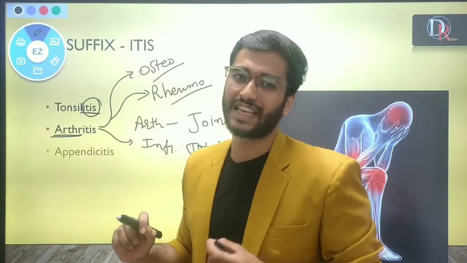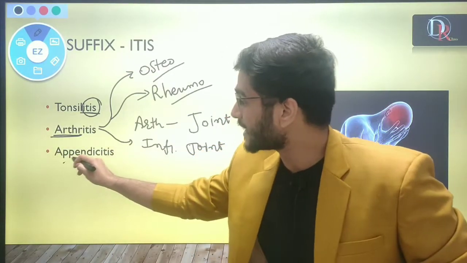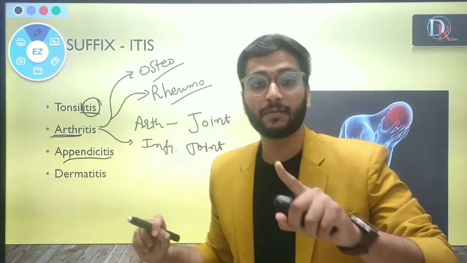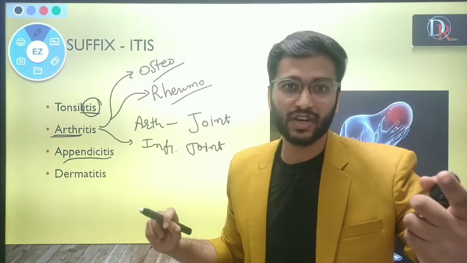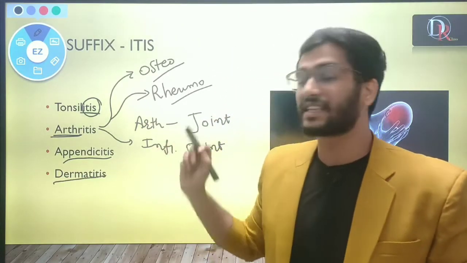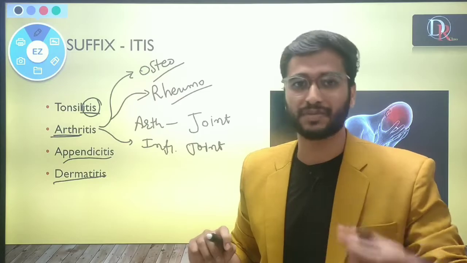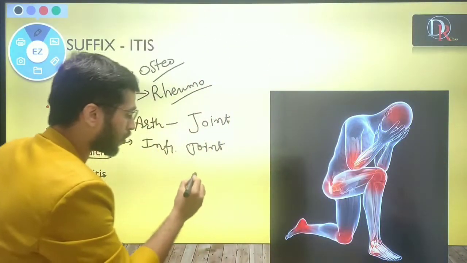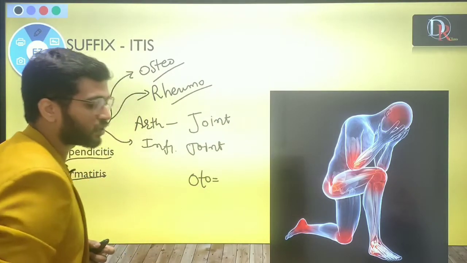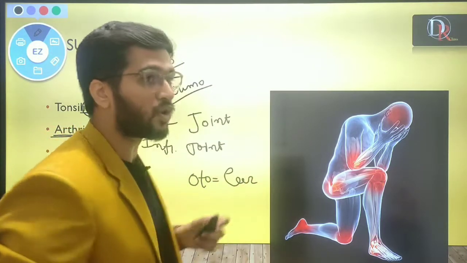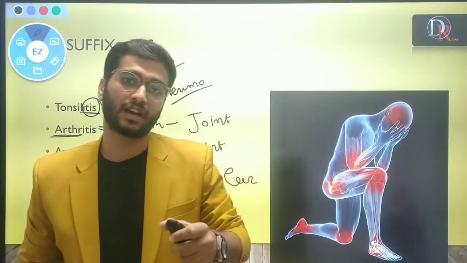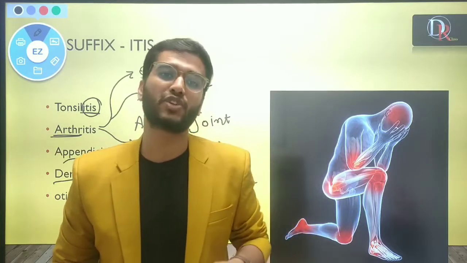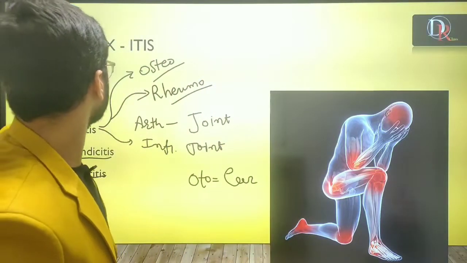The next terminology is appendicitis. Appendicitis is normally the inflammation of the appendix. Dermatitis: the word derma refers to the skin or a mucous membrane. So dermatitis is a generalized inflammation of the skin. Last but not least, otitis. Here the term oto refers to the ear. So otitis is the inflammation of the ear, and basically we find words like otitis media, which is the inflammation of the middle ear and which is very common.